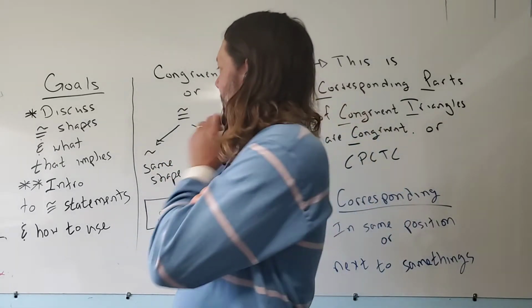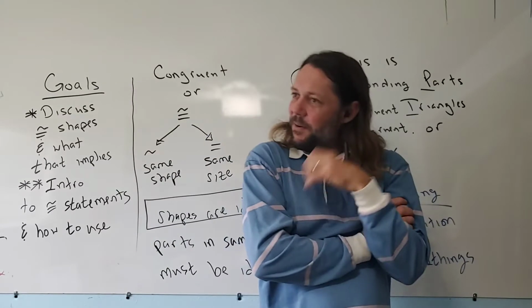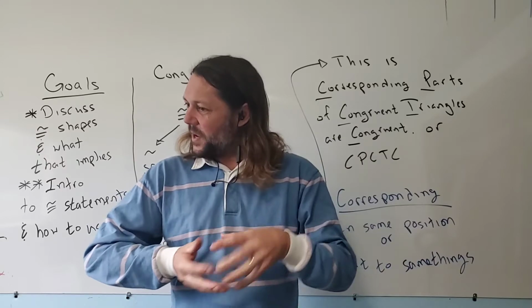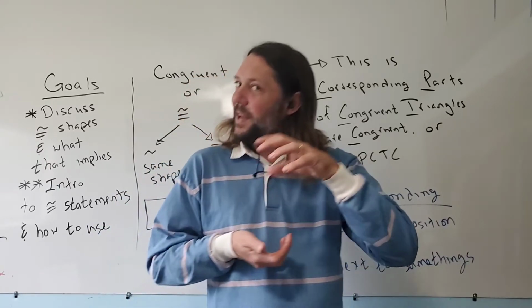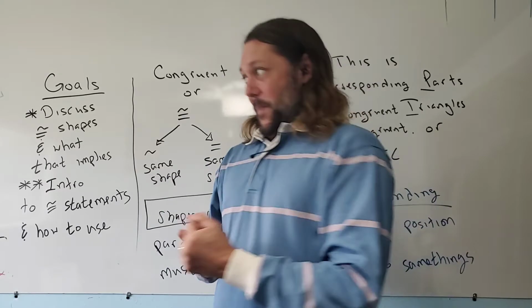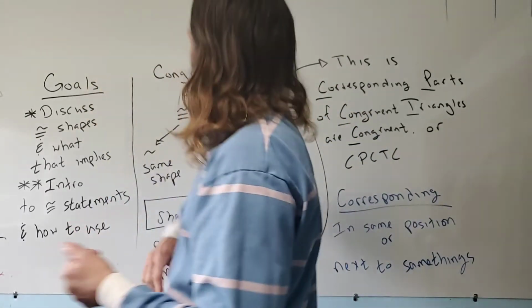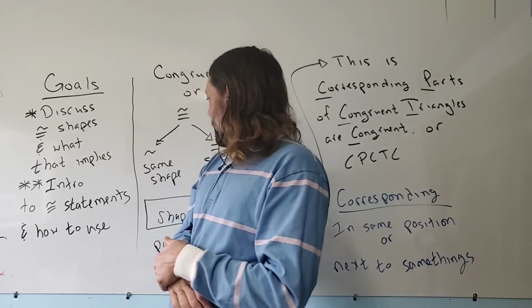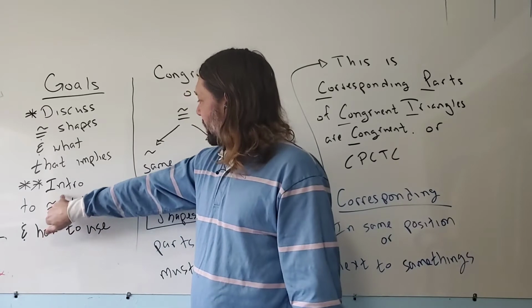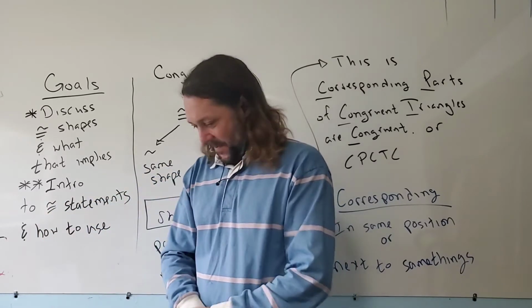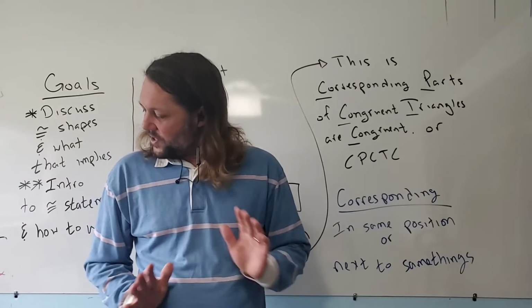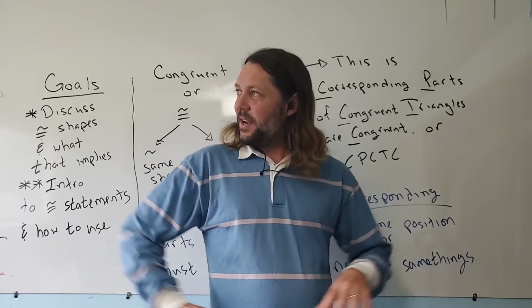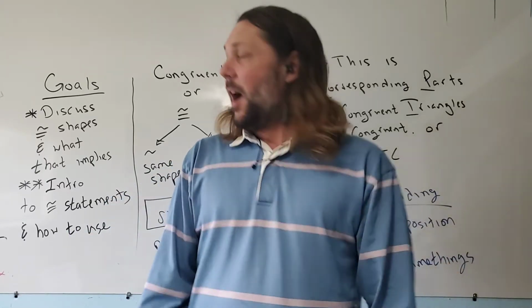And so let me get into this, and I want to stress the fact that we're going to understand something and we're going to take that to another step. What must that imply? What can we get out of that result, right? So the first thing we're going to do is discuss congruent shapes and what that implies. And then the second thing we're going to do is talk about an introduction to congruent statements and how to use them. So again, geometry is a completely different animal than algebra, and I sincerely believe that they need to be taught in different ways.